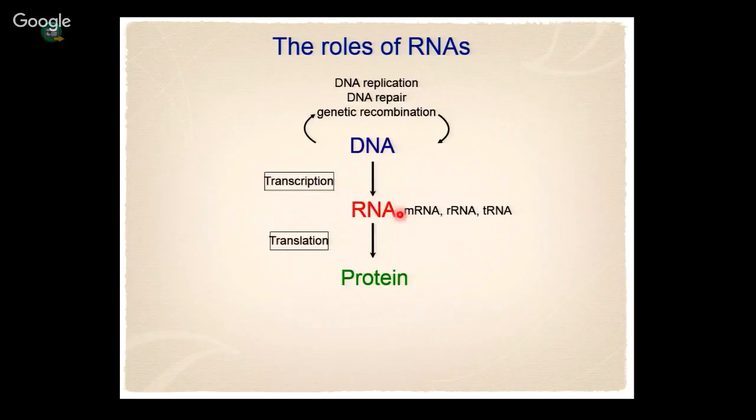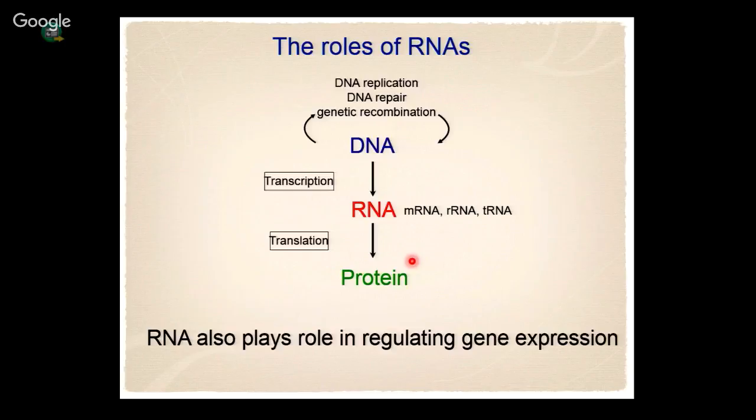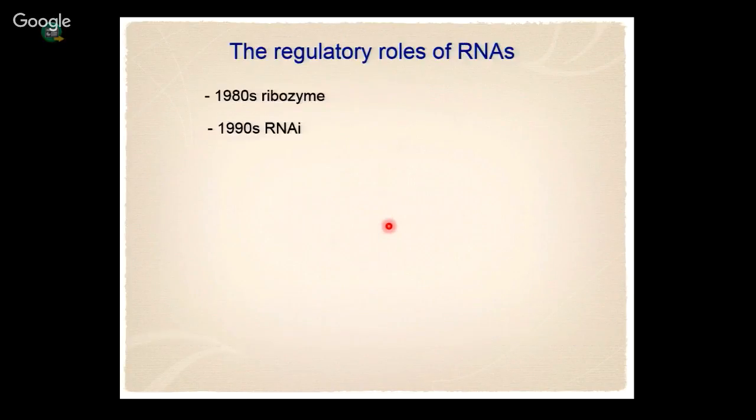...role, which transmits the genetic information from DNA to protein. However, is there any other role that RNA can play in the cells, or what can RNA do for us? It also plays roles in regulating gene expression. For those RNA that are not for protein coding, we call them non-coding RNA. The regulatory roles of RNA have been described in the past 3 decades.